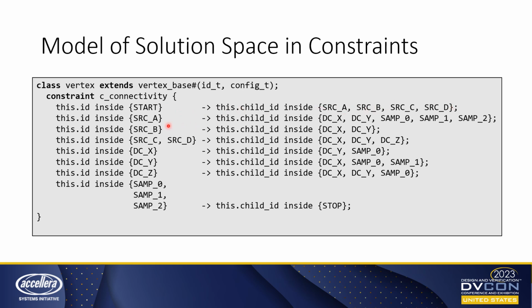Then for each of the sources, we will have a similar constraint listing its possible child vertices. In the case of source A, we have DCX or DCY, a couple of data converters, or it can be connected to sampler 0, sampler 1, or sampler 2, which are the different samplers or leaf cells. We have similar constraints for the other primary inputs and internal vertices. Note that the leaf vertices, being endpoints of the tree, can only have the stop vertex as a child vertex. This set of constraints models the graph that we saw in the previous slide.